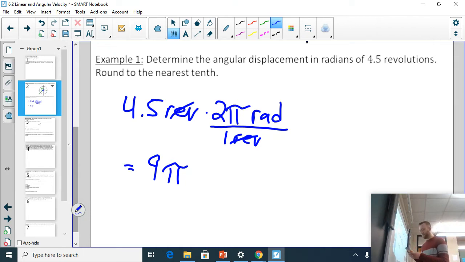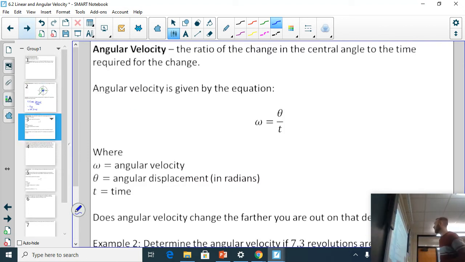So it's going to want 9 pi calculated out. I'm just going to do 9 times pi in my calculator, and that is about 28, and then it wants it to the nearest tenth, so 28.3, and that'll be radians. We're in radians. So next, we have angular velocity.